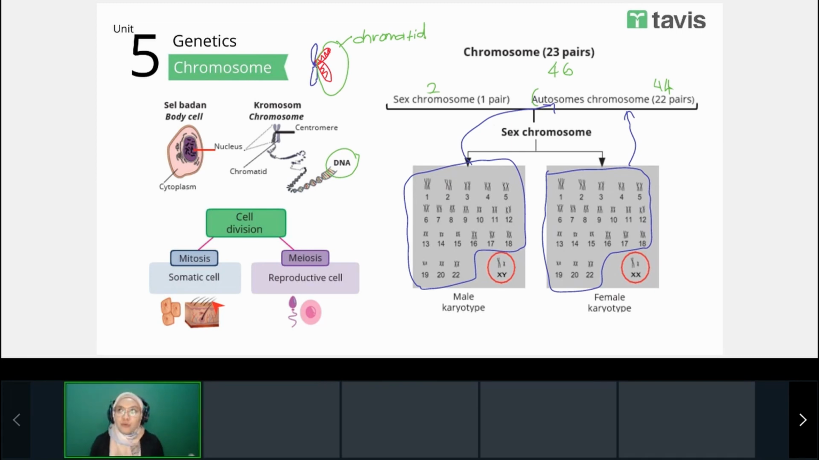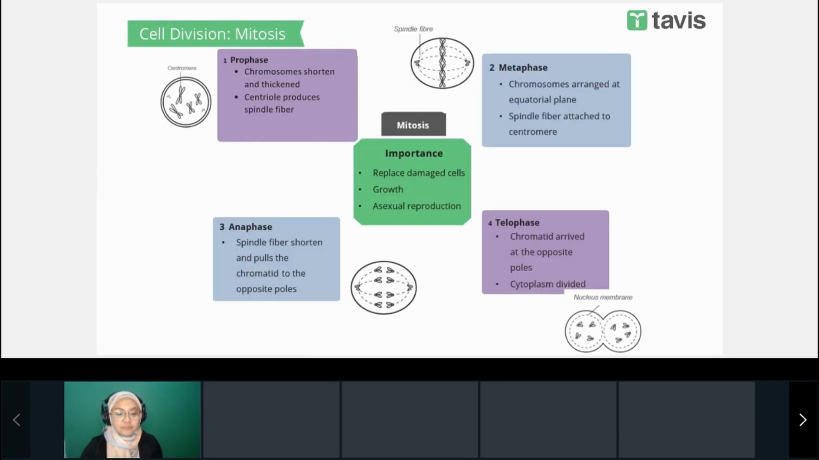Okay, how to remember, teacher? I cannot remember, this is so difficult. Okay, you just remember one, either one. You can choose meiosis. For me, I like to choose meiosis. Meiosis happens only in the sperm or ovum, the reproductive cells. The other parts of the body must be mitosis. Very easy, right?